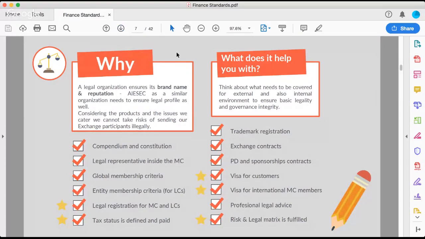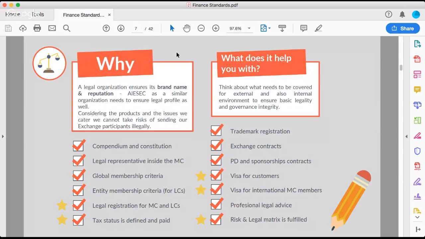Yes, so why? A legal organization ensures its brand name and reputation. ISAC is a similar organization and needs to ensure its legal profile as well. And considering the products and the issues we cater to, we cannot take risks of sending our exchange participants illegally.